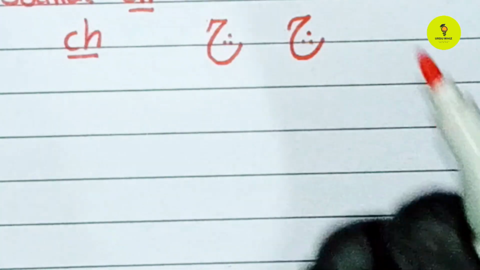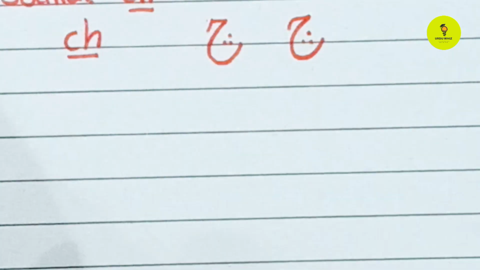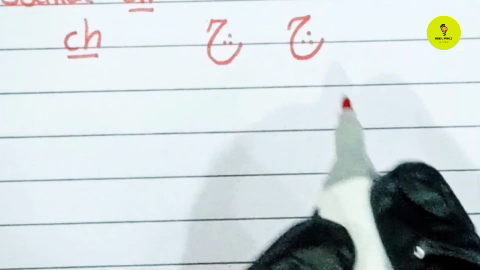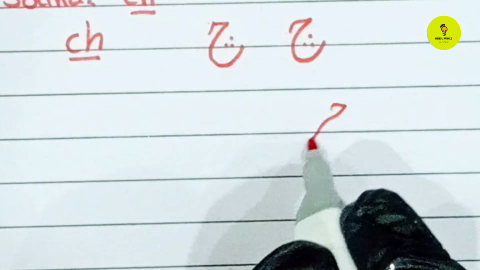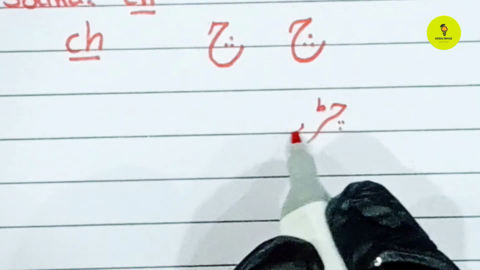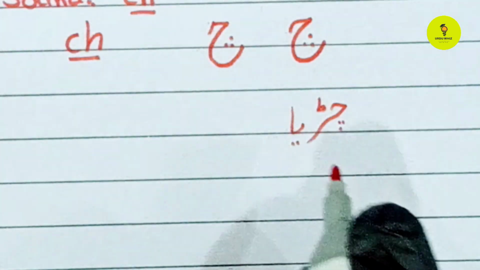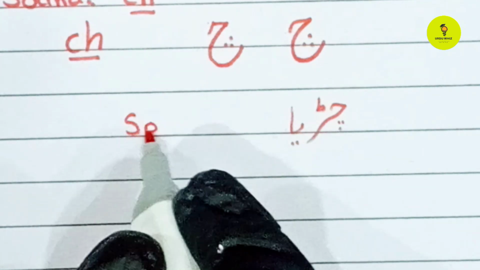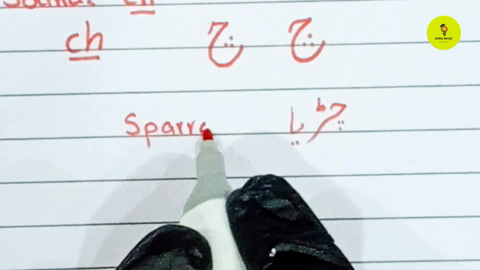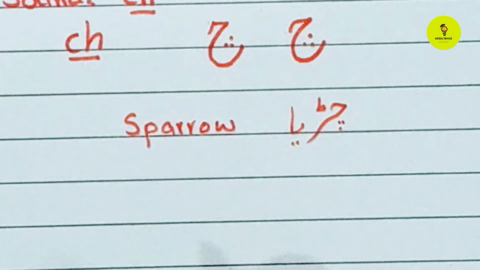Now I will give 3 examples of alphabet J in Urdu and after that in English. J, Chidiya. In Urdu, Chidiya, and in English, sparrow.